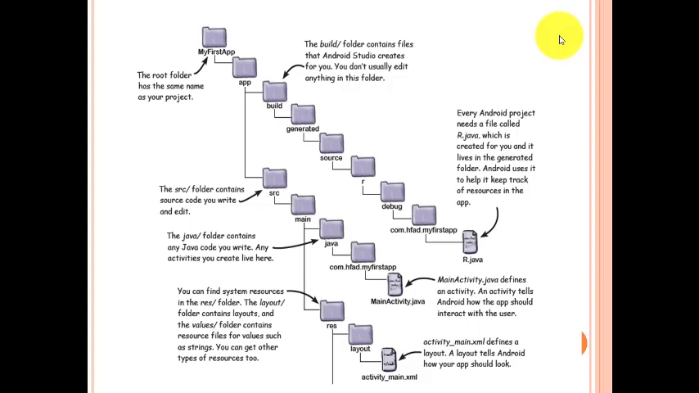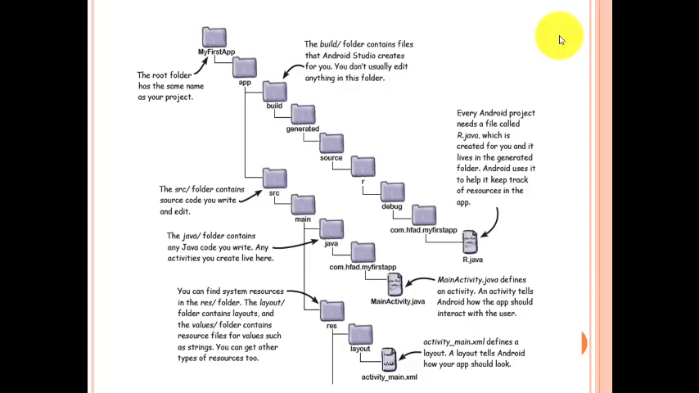In the app, there is a folder called src. The src folder contains the source code to write and edit. All the source code, whether it is design or XML, the src folder contains it. Within src, there is a folder called main. Within main, there is Java. The Java folder contains only the Java code you write. Any activity you create lives here.